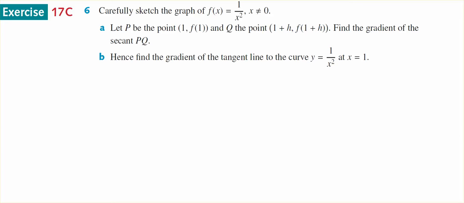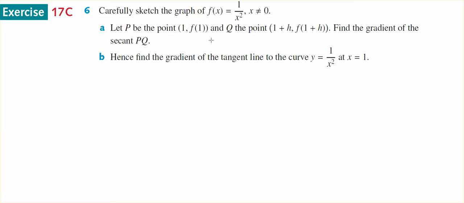This is for Year 11 Methods. It comes out of 17C, question number 6. Carefully sketch the graph of this truncus. Let point P be (1, 1) and Q be (1 + h, f(1 + h)). Find the gradient of the secant.